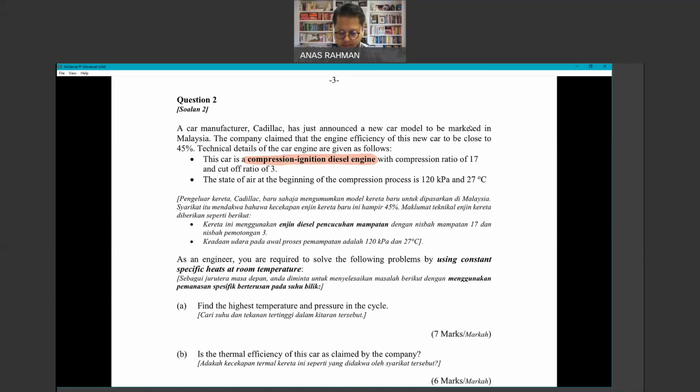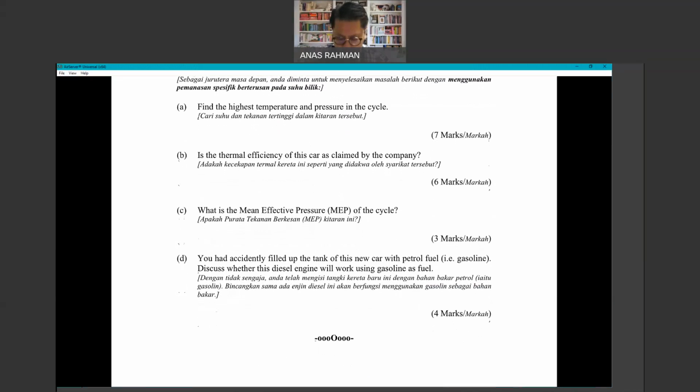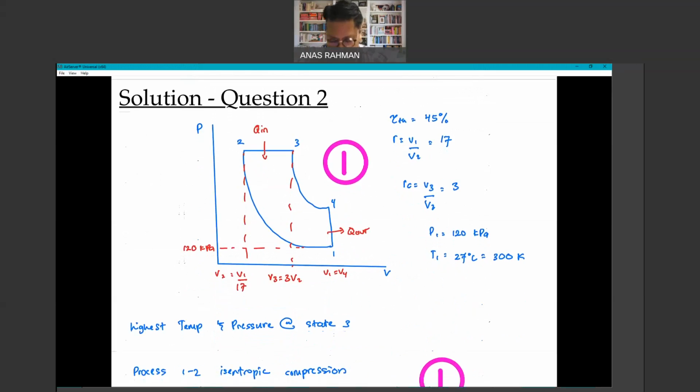All right, so you are supposed to answer A, B, C, and D. The structure of this question is quite similar to before. You need to find the highest temperature and pressure, find the thermal efficiency, calculate the MEP, and finally the discussion. All right, let's have a look at the solution.